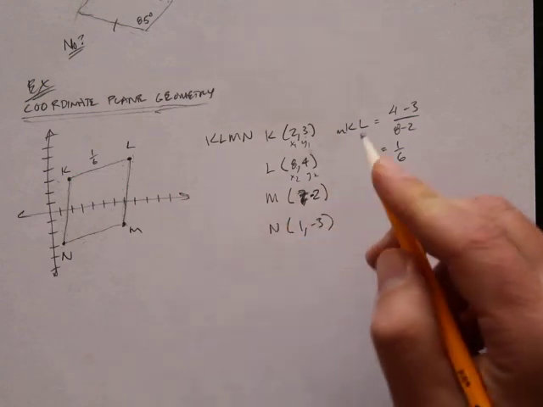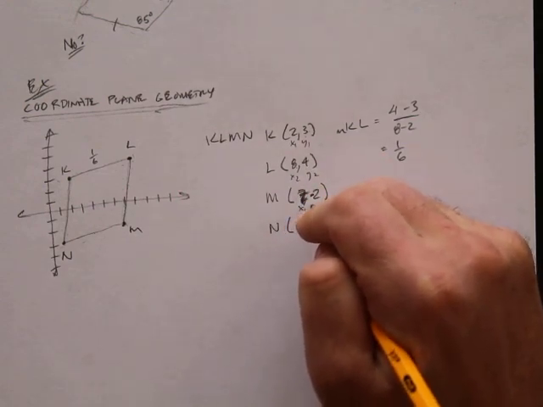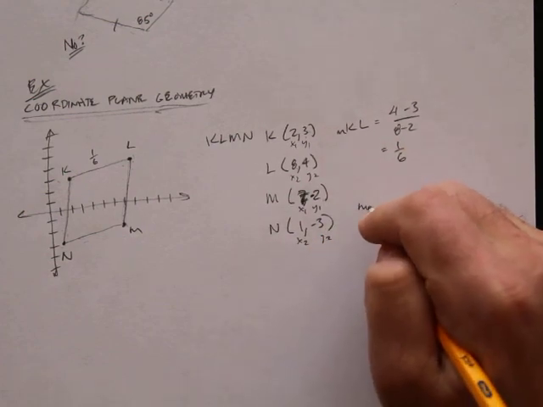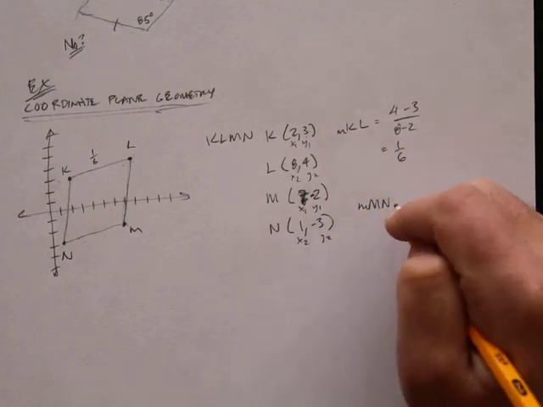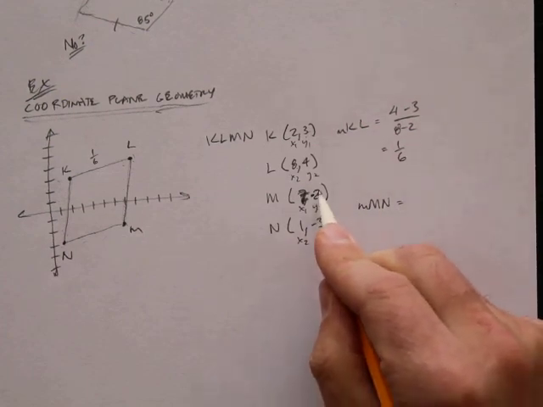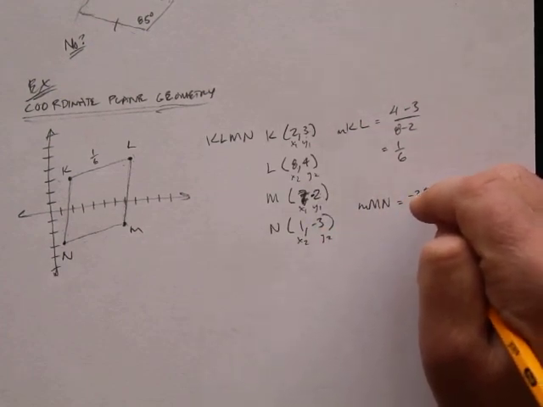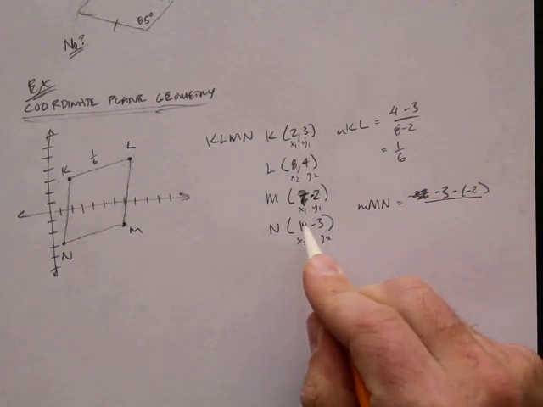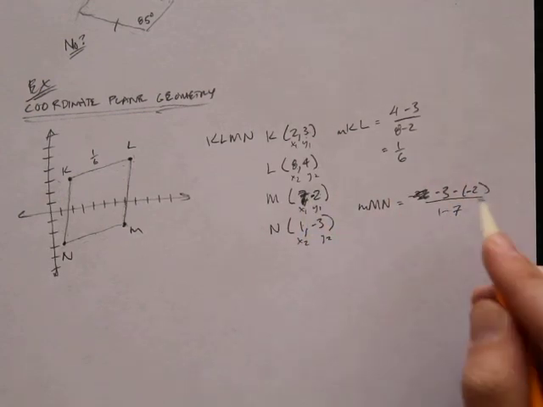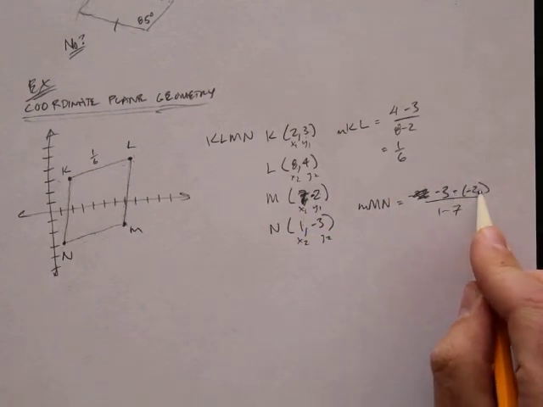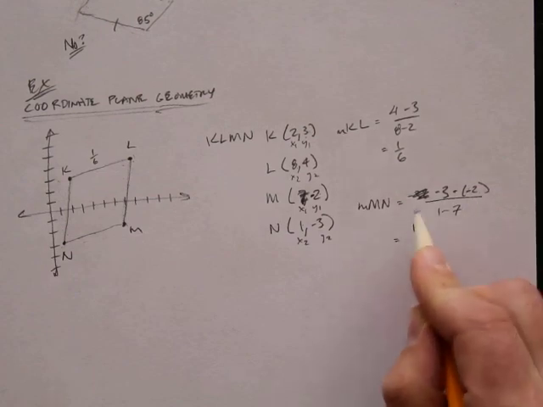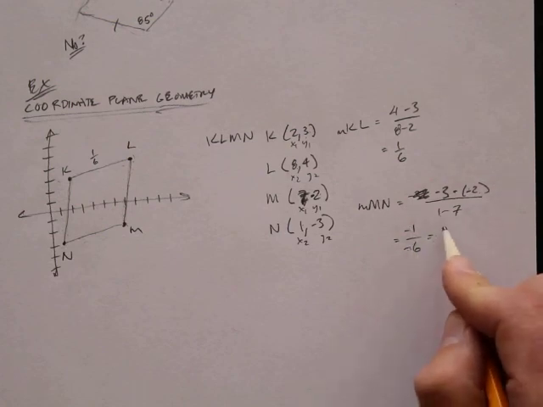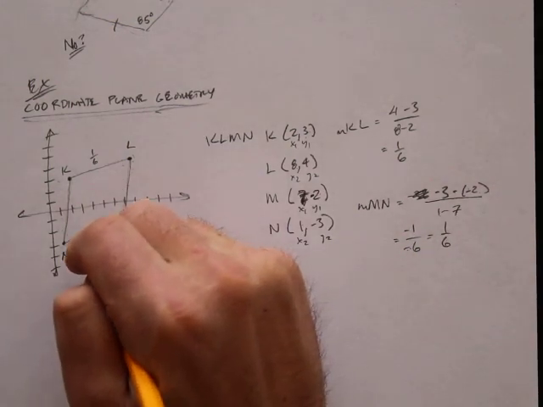So let's check NM. x1, y1, x2, y2. So let's see, I'm doing the slope of MN. So negative 3 minus a negative 2, over 1 minus 7. So negative 3 plus 2 is going to get me negative 1 over 1 minus 7, which is negative 6. Negative 1 over negative 6 is positive 1 over positive 6. So 1/6.